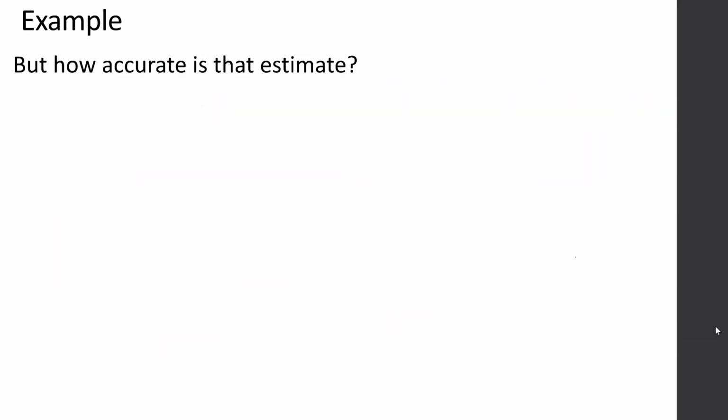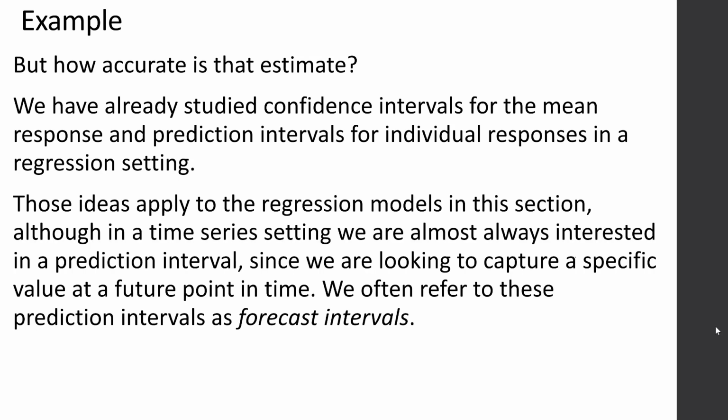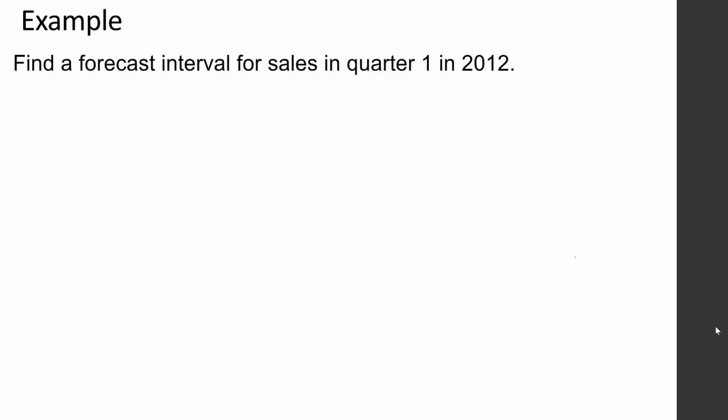All right, but now we're thinking like statisticians, and we know that we want to buffer how far off those one-number best guesses for our forecasts are. We've already studied confidence intervals for the mean response and prediction intervals in the regression setting. We're going to use these same ideas in this time series section, except that we're almost always interested in a prediction interval since we're looking to capture a specific value at a future point in time. So we often refer to these prediction intervals, when we're talking about time series, as forecast intervals.